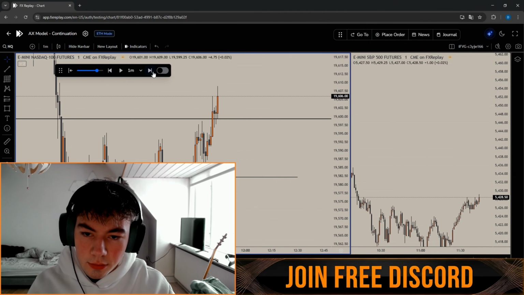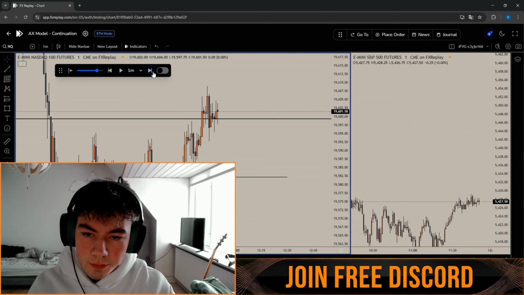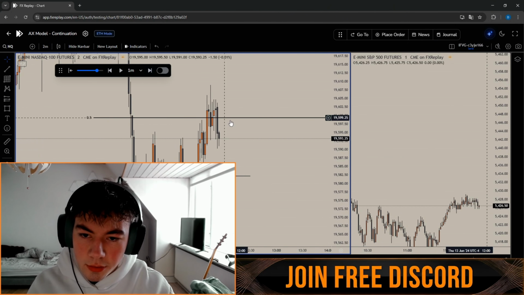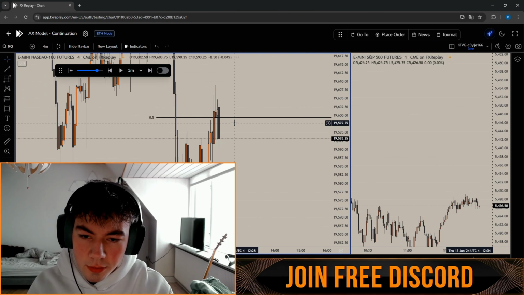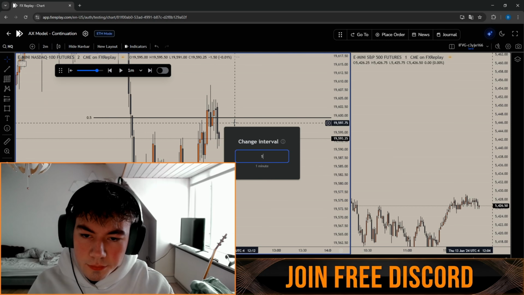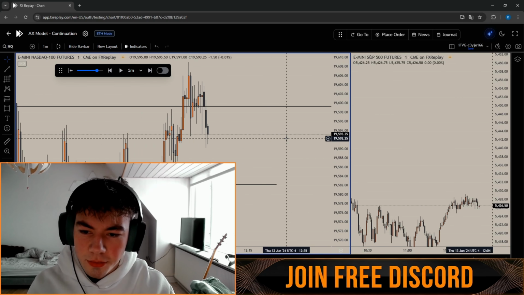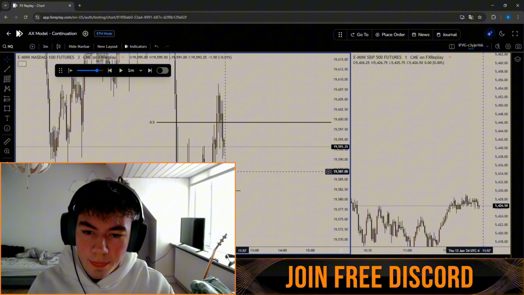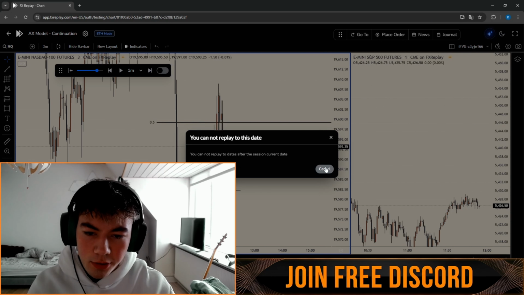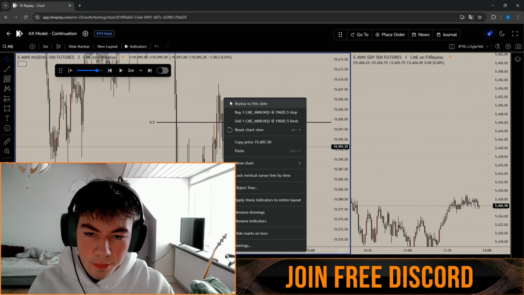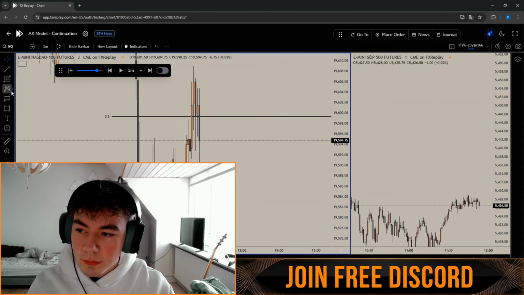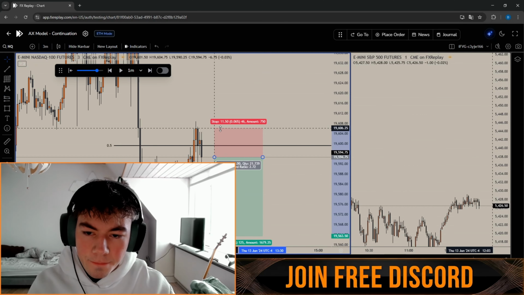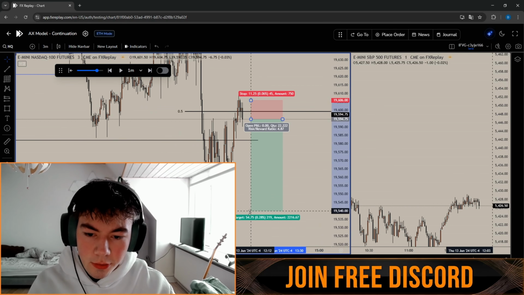Okay, here we go. We got a 2 minute right here, and a 3 minute. It's just like kind of chopping around, you know. I would have liked a bit better reaction from the EQ of the range, but I'll try it. Target opposing liquidity.